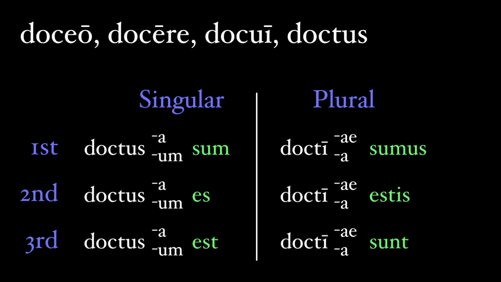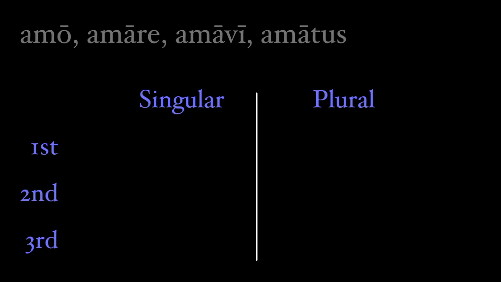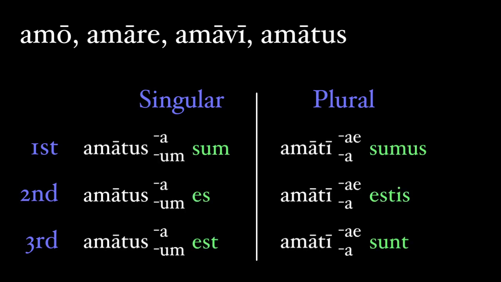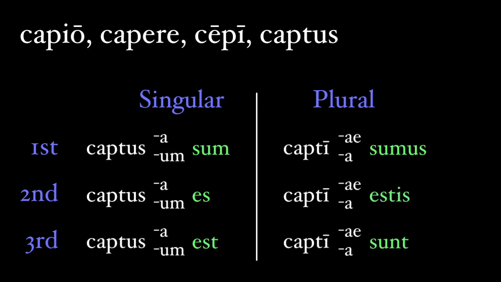And we do these exact same steps for every single verb. The 4th principal part, the perfect passive participle, make it into an adjective, then add the present tense of sum. So for amo, amare, amavi, amatus, we have amatus, -a, -um sum, etc. The same goes for capio, capere, cepi, captus. It's captus, -a, -um sum. The translation can be a bit complicated, though.